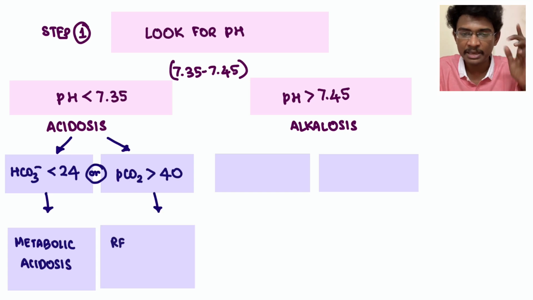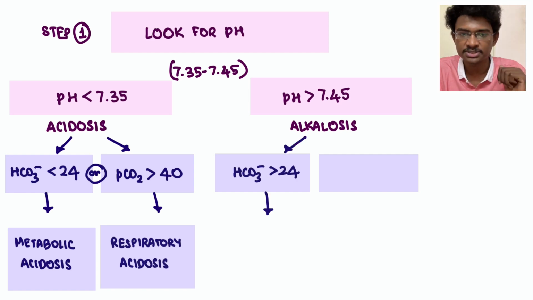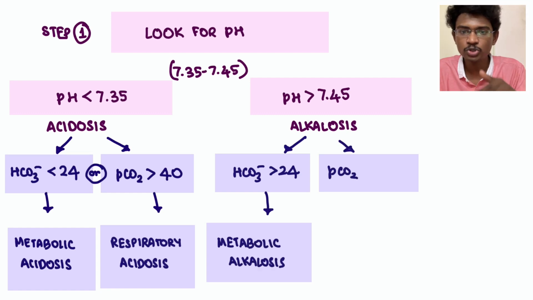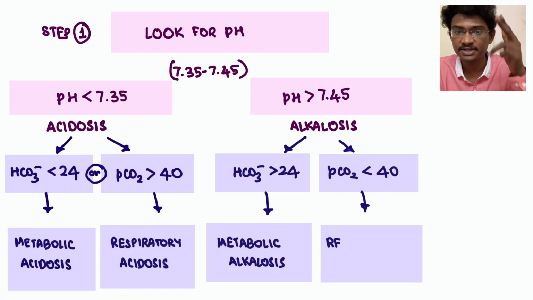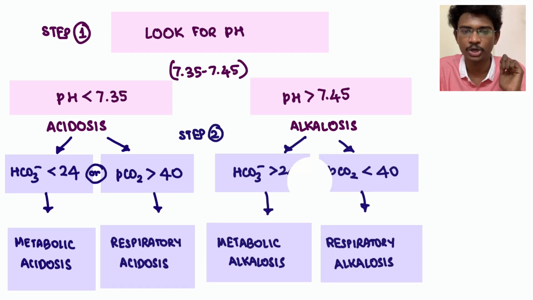Same, if pH is more than 7.45, it is alkalosis. Match what is matching with alkalosis. See bicarb. If it is more than 24, it is metabolic alkalosis. Or if PCO2 is less than 40, then it's respiratory alkalosis, which is the primary disorder. This step determines the primary disorder given to you.